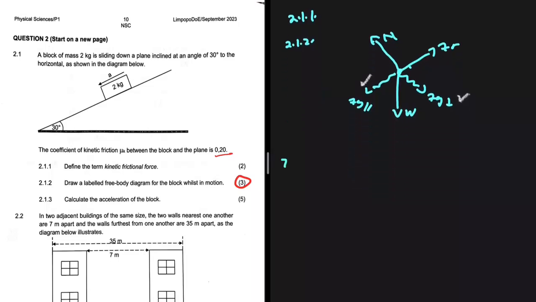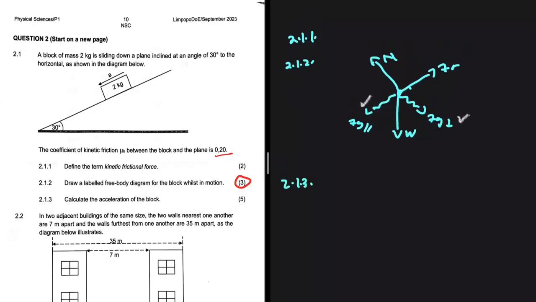Let's do 2.1.3. Calculate the acceleration of the block. Right, before we start analyzing our problem, F net is equal to ma. These are just standard things. Now we can go ahead and analyze our problem.